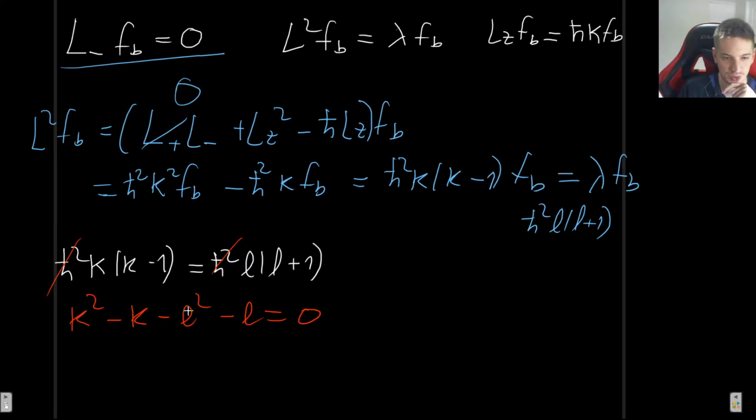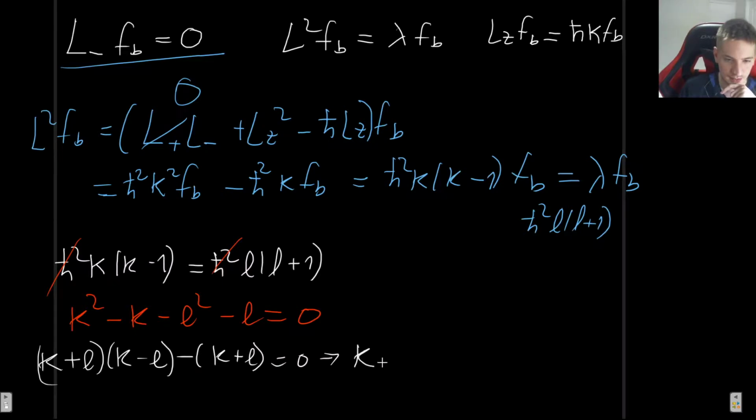So we can put k squared and minus L squared. We can write it as (k plus L)(k minus L), and then we get minus (k plus L). So here we can factor out k plus L, and this is going to be a factor of k minus L from here, and then we still have minus 1, so minus 1. This has to be equal to 0.